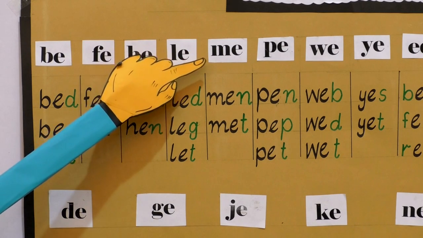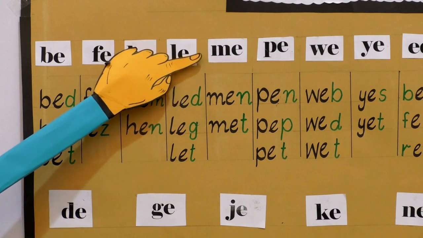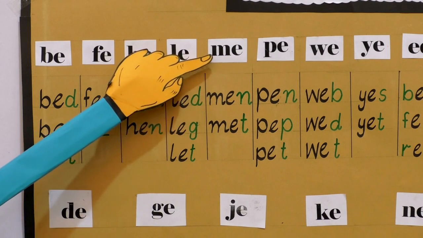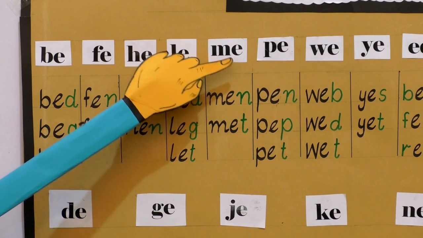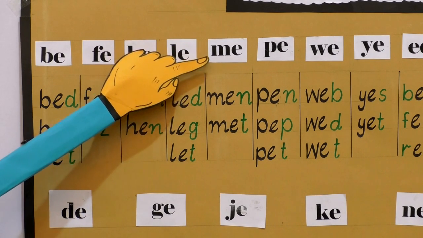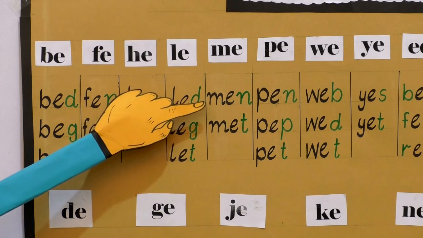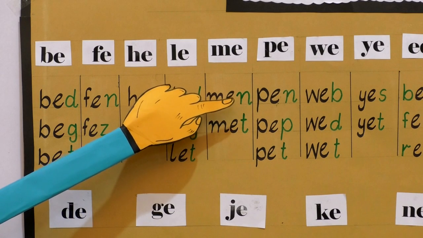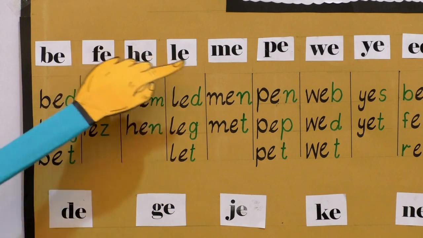Now come to the next column. The sound of M is M and the sound of E is E. When we combine these two sounds, it will become me. The sound of M and E will become me. Now you will join this sound of me with other letters. Let's practice it. Me, n, men, met, met.